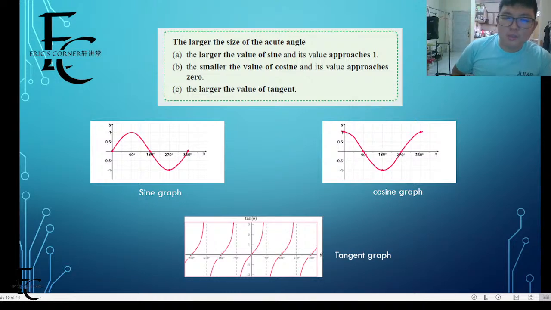So from here we can see the sine graph. Sine 0 will be 0, and cos 0 is 1. And then for the tangent graph, the larger the angle, the larger the value of tangent. But here is a special case. Tangent 90 degrees, you will get infinity, or we call it a math error. You can't really find the values of tangent 90 degrees and tangent 270 degrees. Okay, so let's get it.